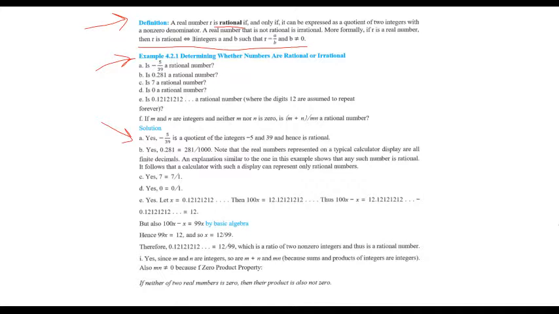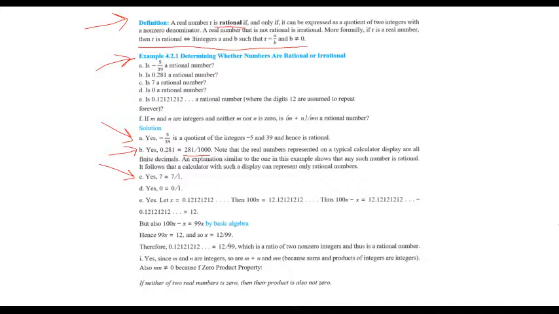The second number is 0.281, and if you look at this number, this can be written as 281 over 1000. Since both 281 and 1000 are integers, and 1000 is not equal to 0, based on the definition of rational numbers, we conclude that this number is also a rational number. The next one is 7. So 7 can be written as 7 over 1, and obviously it's a rational number.